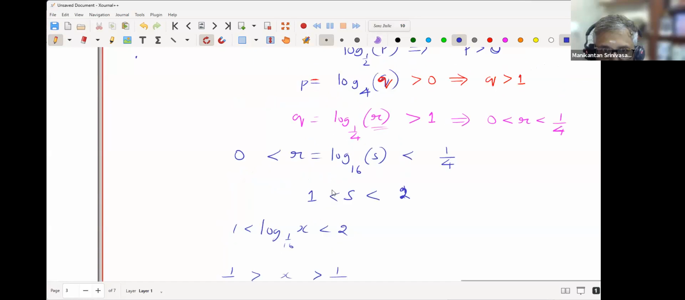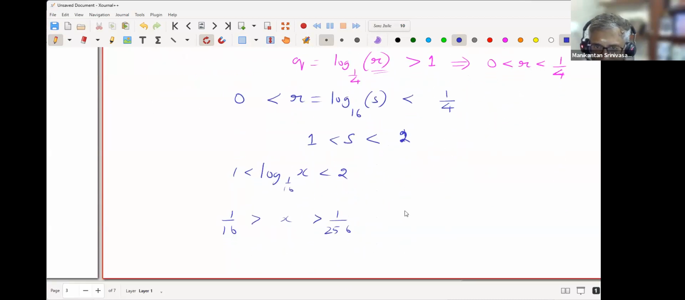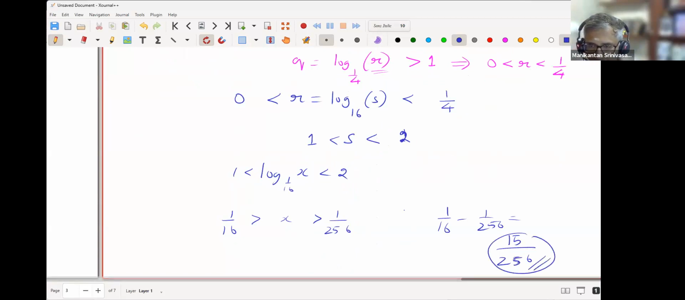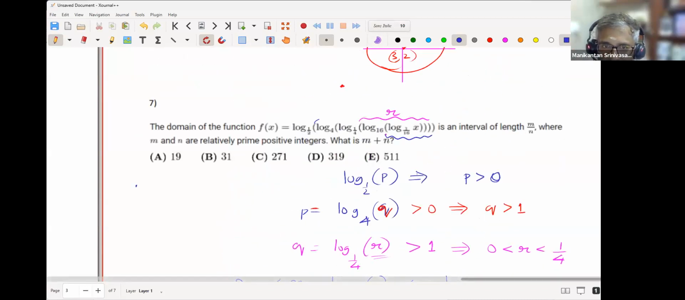Okay, and then what does he want? He wants the length of this interval. If m and n are relatively prime, what is m plus n? So the length of this interval is 1 by 16 minus 1 by 256, with 256 as the denominator. So 16 minus 1, which is 15. So it's 15 by 256. Clearly 256 is a power of 2, nothing to cancel, and 15. So this is m by n, and he wants m plus n, which will be 15 plus 256, 271.